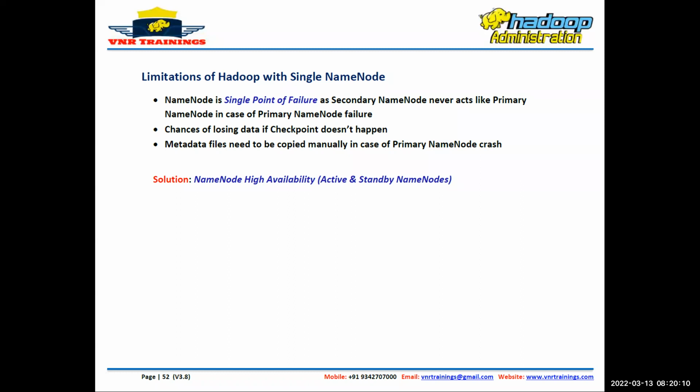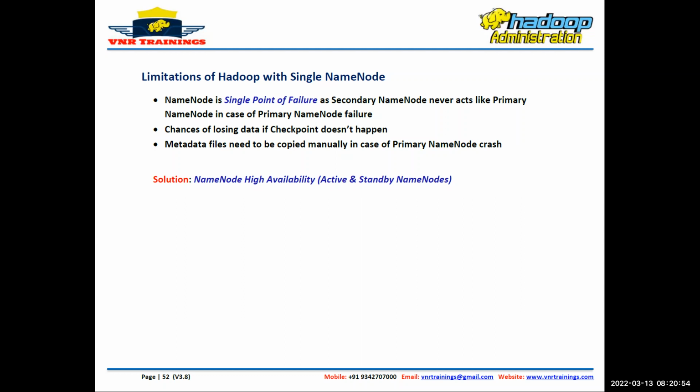So what is the solution for this? The solution is name node high availability. What is this high availability? Active and standby name nodes. So the active name node is your primary name node. If the primary name node is up and running, then no issues. If the primary name node is down, immediately the standby will act like primary and continue the command execution.